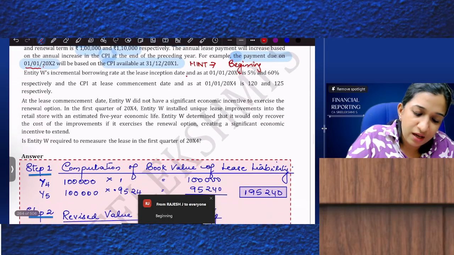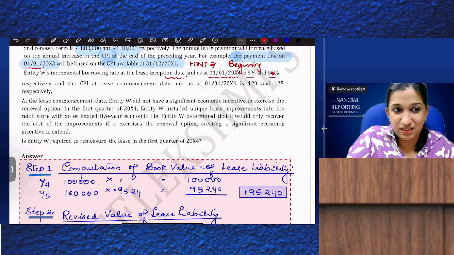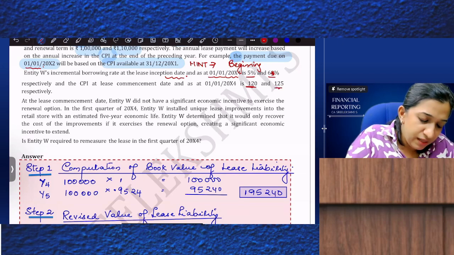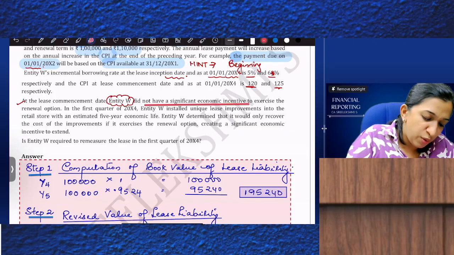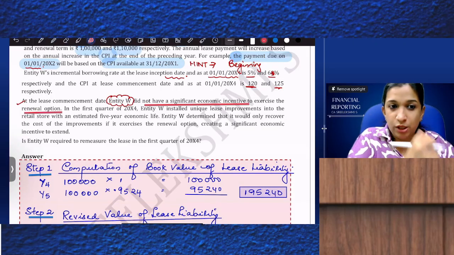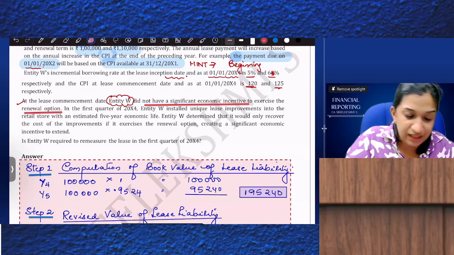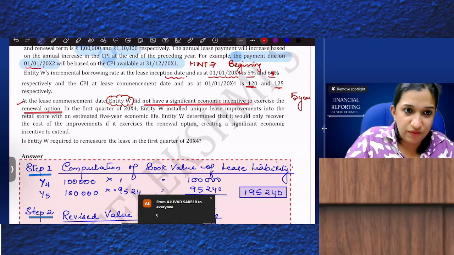Entity W's IBR at the inception date and 1st January 14 is 5% and 6% respectively. And CPI at the beginning is 120 and after 4 years it is 125. At the lease commencement date, entity W did not have a significant economic incentive to exercise the renewal option. So we'll take the lease term as how many years? Initially, they have taken the lease term as 5 years.